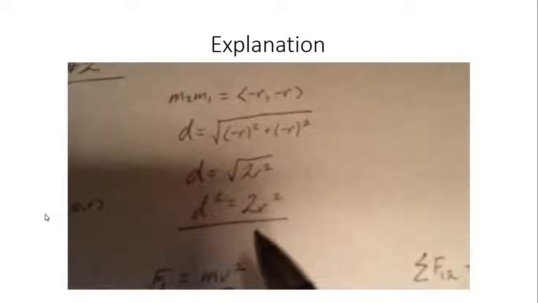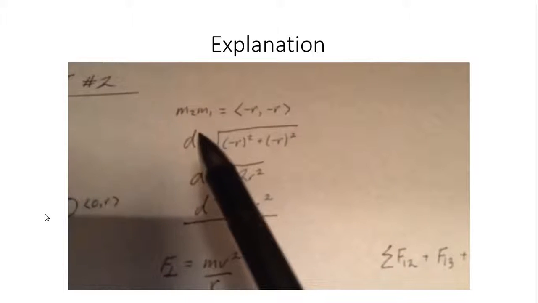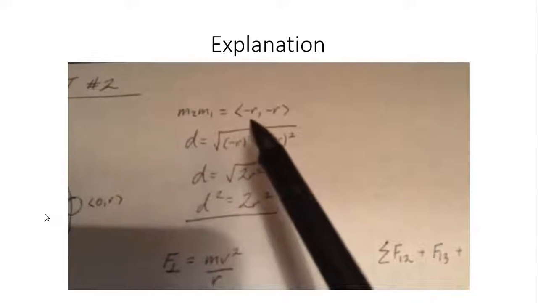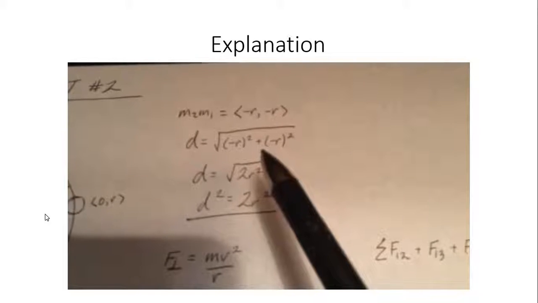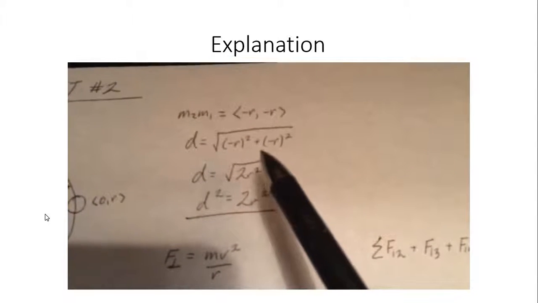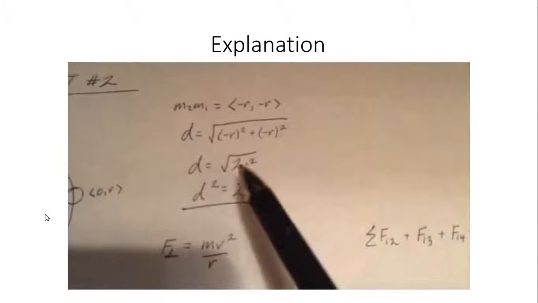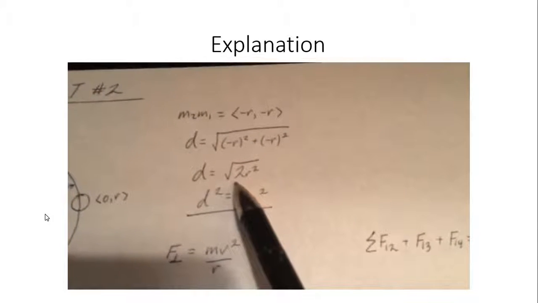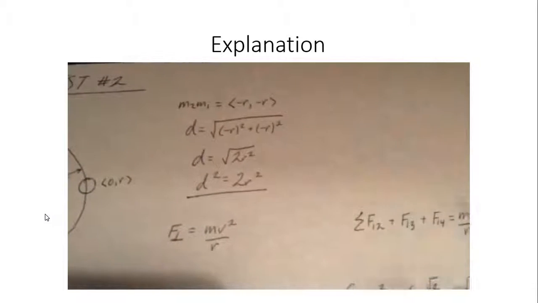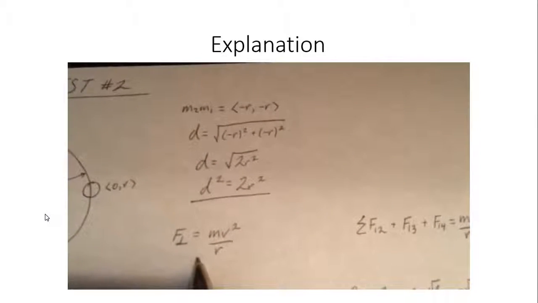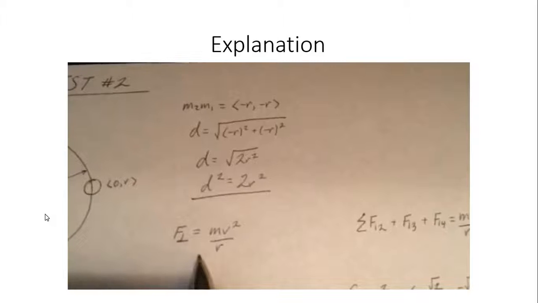Calculating the magnitude, we took m1 to be negative r comma negative r. Then finding the magnitude of that, we do the same thing that we normally do, where we take the square root of both of the values squared. This gives us a d of the square root of 2r squared, meaning d squared equals 2r squared. Looking here, we know that F perpendicular has to be equal to mv squared over r.